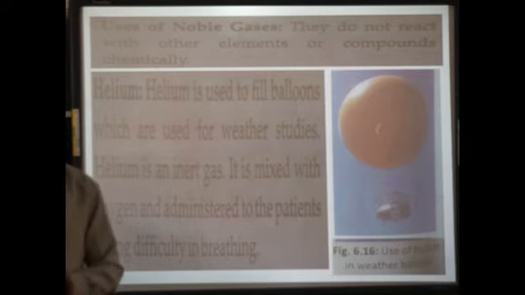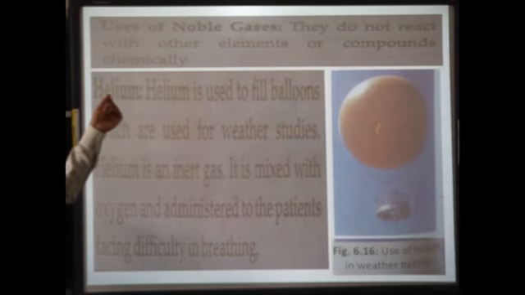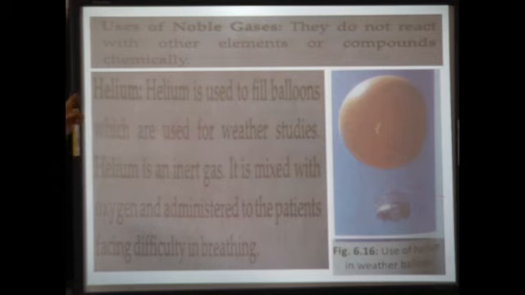Then comes uses of noble gases. So which are noble gases? Helium, neon, argon, there are 6 noble gases. Why are they noble gases again? They are non-reactive. Metals which are non-reactive are noble metals, and gases, or elements, which are non-reactive at all are noble gases. They do not react with other elements or compounds chemically.